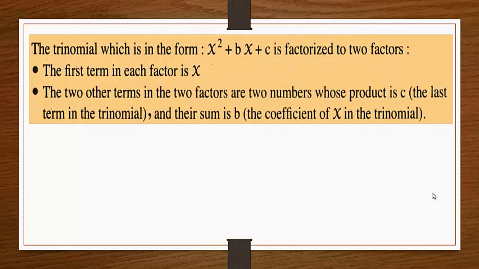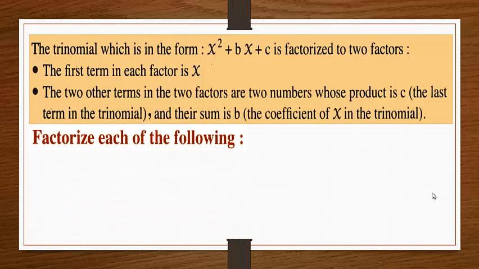The trinomial, which is in the form x power 2 plus bx plus c, is factorized to 2 factors. The first term in each factor is x. The 2 other terms in the 2 factors are 2 numbers whose product is c, the last term in the trinomial, and their sum is b, the coefficient of x in the trinomial.